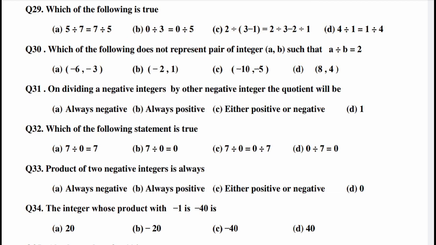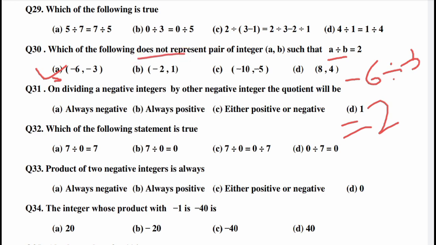Question number 30. Which of the following does not represent a pair of integers a, b such that a divided by b is equal to 2? We will solve this by substituting the values of a and b. In the first option, the values are -6 and -3, so we write -6 divided by -3, and doing the division we get the answer 2. Yes, this is correct for this pair.